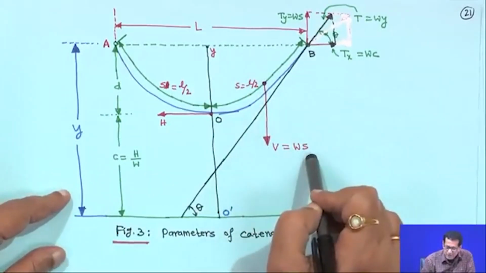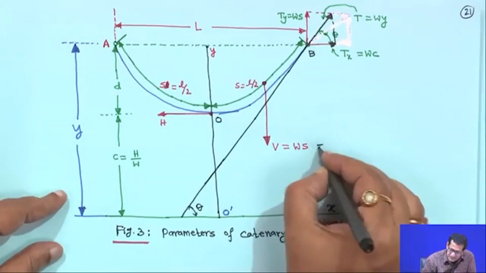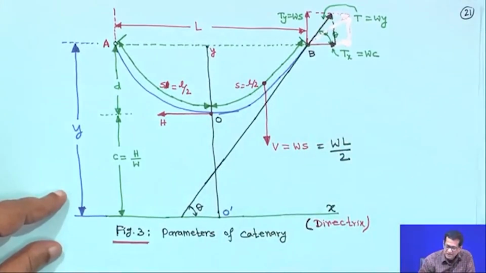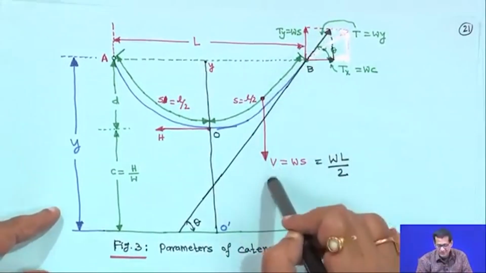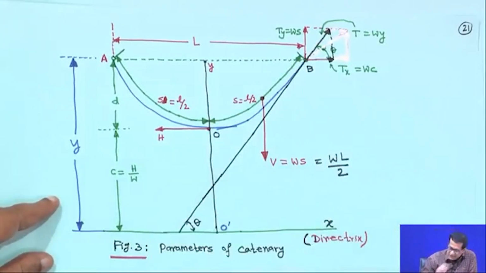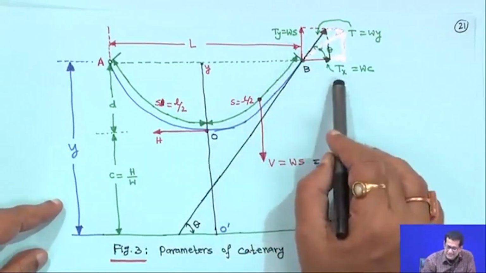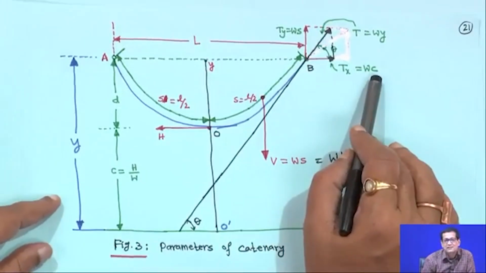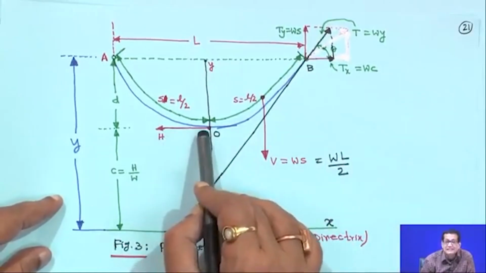So, this V is equal to W s, and as S is equal to L by 2, this is actually W L by 2. Therefore, the vertical tension T y will be balanced by the downward vertical conductor weight. So, T y will be W s. So, T y is equal to W s, and the horizontal one, T x, is equal to W c, where c is some length. So, T x is equal to W c, and that is equal to H.